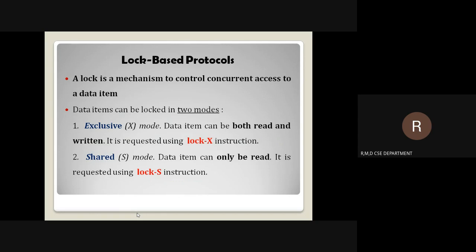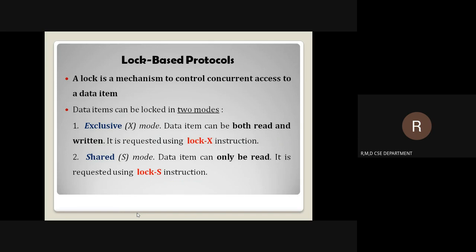A lock is a mechanism to control the concurrent access to a data item, and the lock can be of two modes. One is shared mode lock and another one is exclusive mode lock. A transaction that is granted the exclusive lock on a particular data can perform both read and write on that data. In the same way, the transaction that is granted the shared lock on a particular data can perform only the read operation on that data.